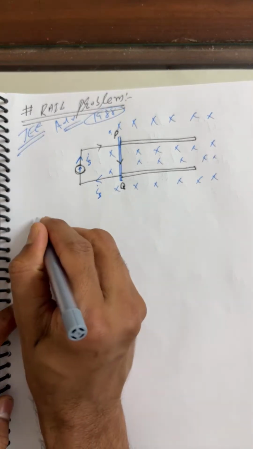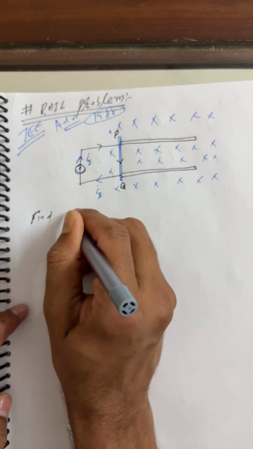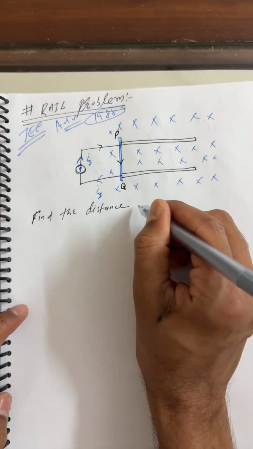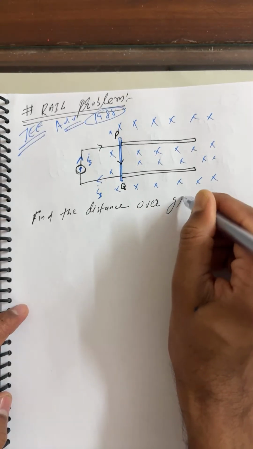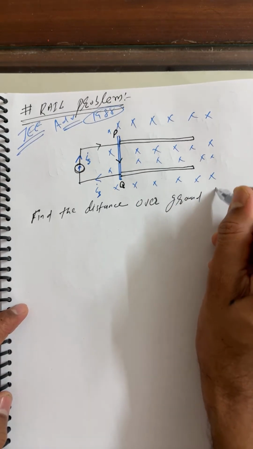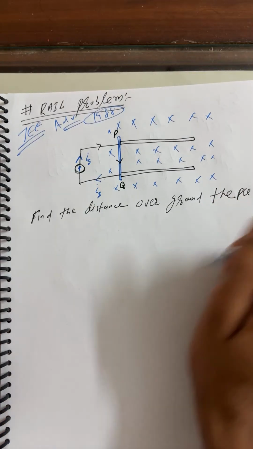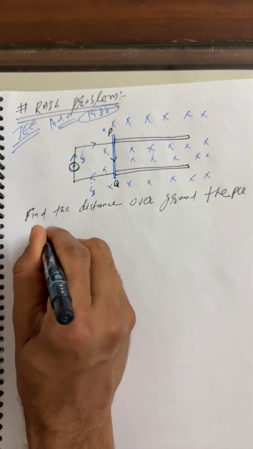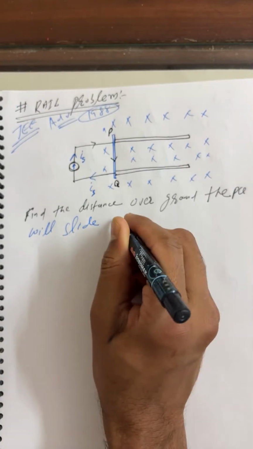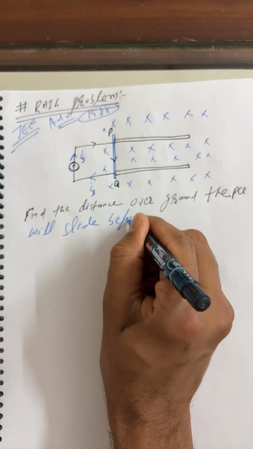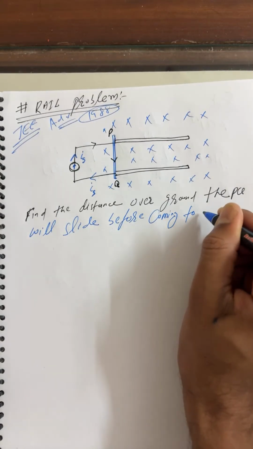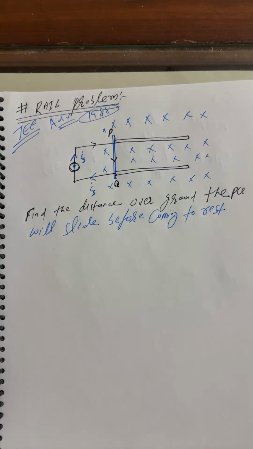Okay, what you need to find is the distance over the ground the PQ will slide before coming to rest. Before coming to rest.